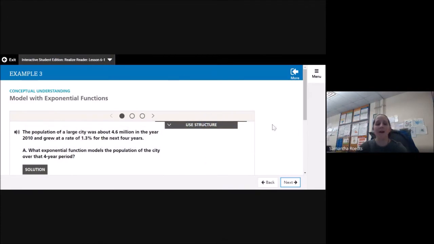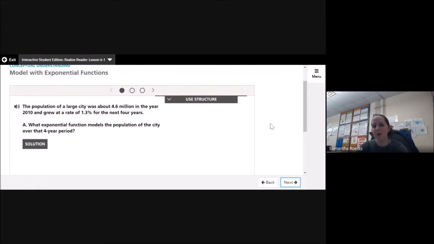All right, example 3, model with exponential functions. So the population of a large city was about 4.6 million in the year 2010 and grew at a rate of 1.3% for the next 4 years. What exponential function models the population of the city over that 4-year period?